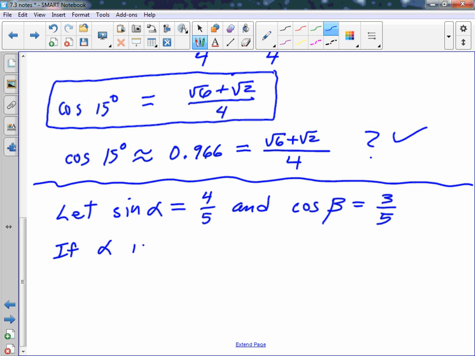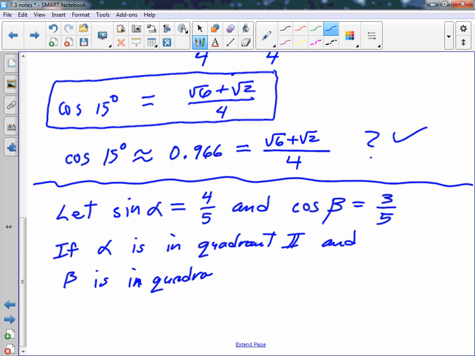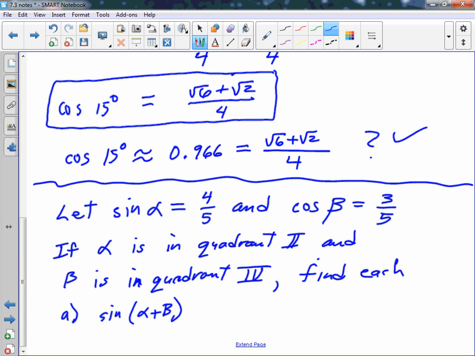If alpha is in quadrant 2, oh, this will be fun, and beta is in quadrant 3, find each. A, sine alpha plus beta. B, tan alpha plus beta. That's close enough.